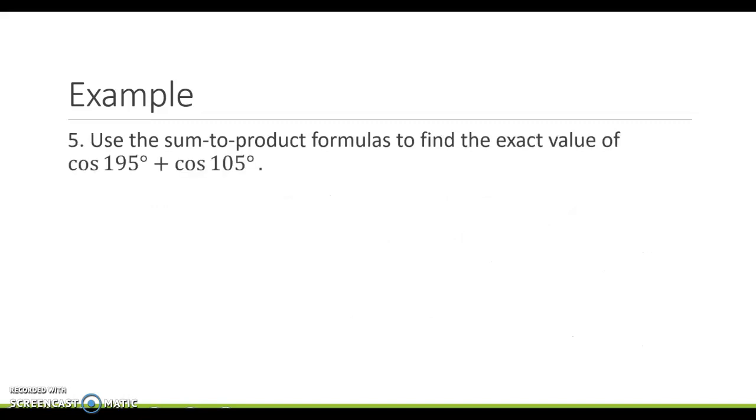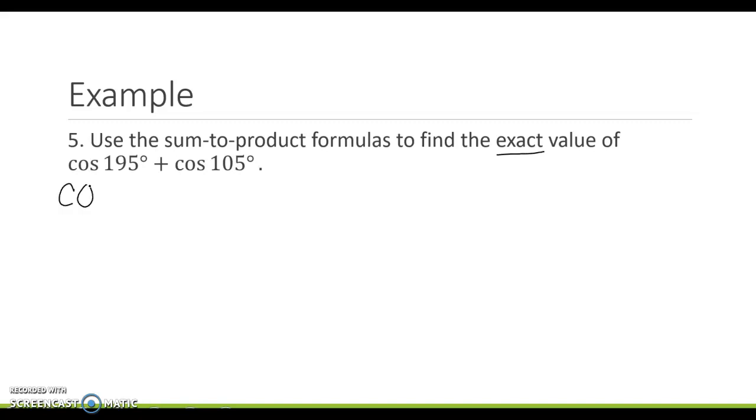Okay? Now let's actually try it with some numbers. So how can these sum to product formulas actually help me find the exact values of some angle measures being added together? So we have cosine of 195 degrees plus cosine of 105 degrees. We are going to first convert this into a product and then actually evaluate it because what we'll see then is that we end up with some values that are on our unit circle, and we can find the exact value then of this sum.